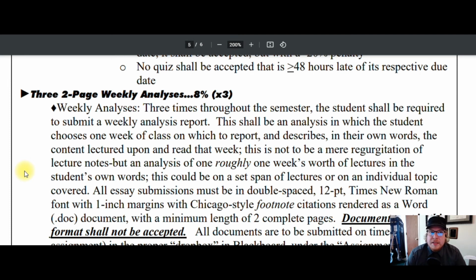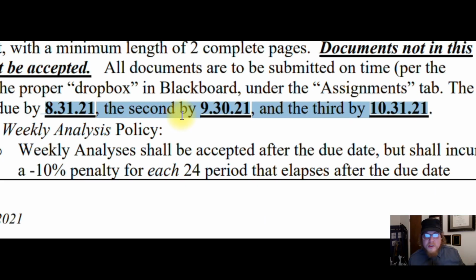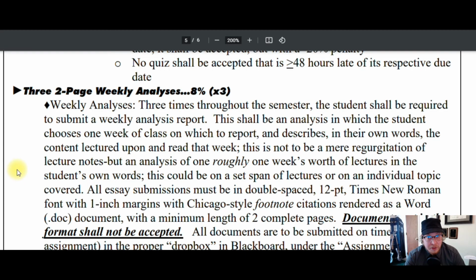So what are the weekly analyses? 3 times throughout the semester, and those 3 times are already at the bottom of this paragraph. The first one is due August 31st, the second one is due September 30th, and the third and final one is due October 31st. So those are 3 other due dates. So far we have the 6 quizzes.